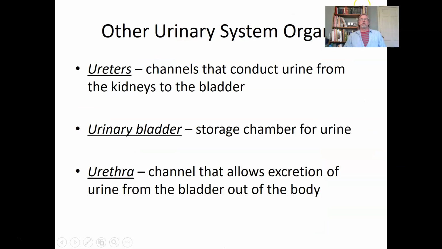Okay, let's talk about the general function of the organs in the urinary system, other than the kidneys. The ureters are the channels or tubes that conduct urine from the kidneys to the bladder. That's their main function. The urinary bladder is a temporary storage site for urine. And the urethra is the channel that allows urine to pass from the bladder to the outside.